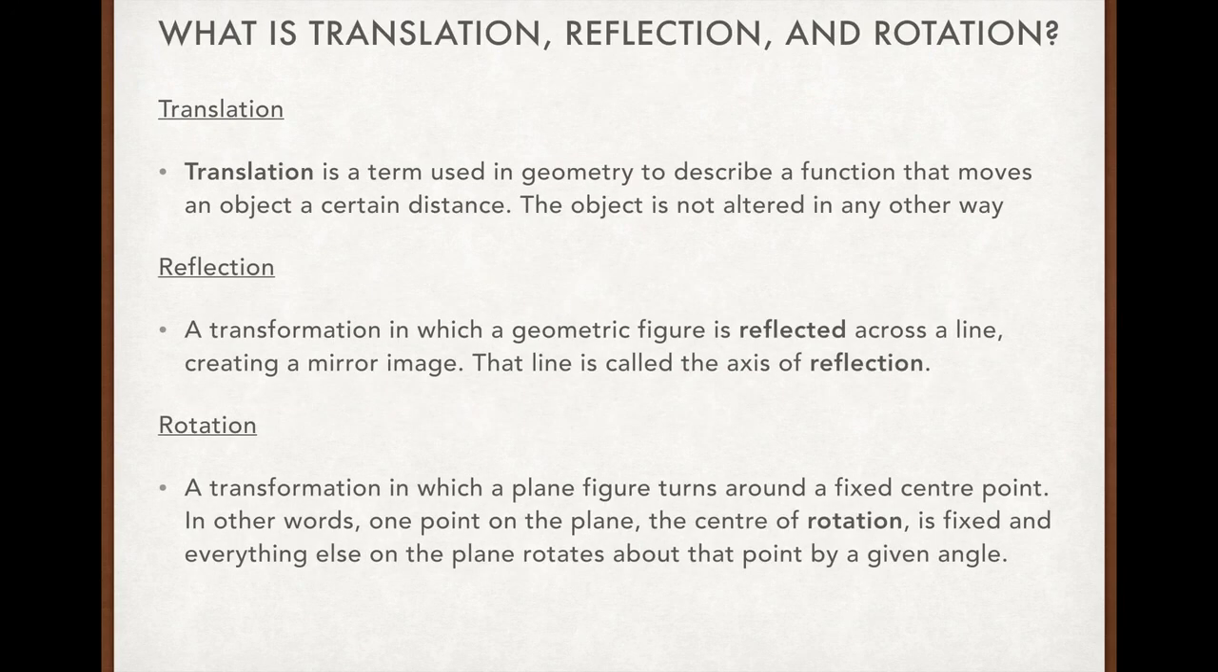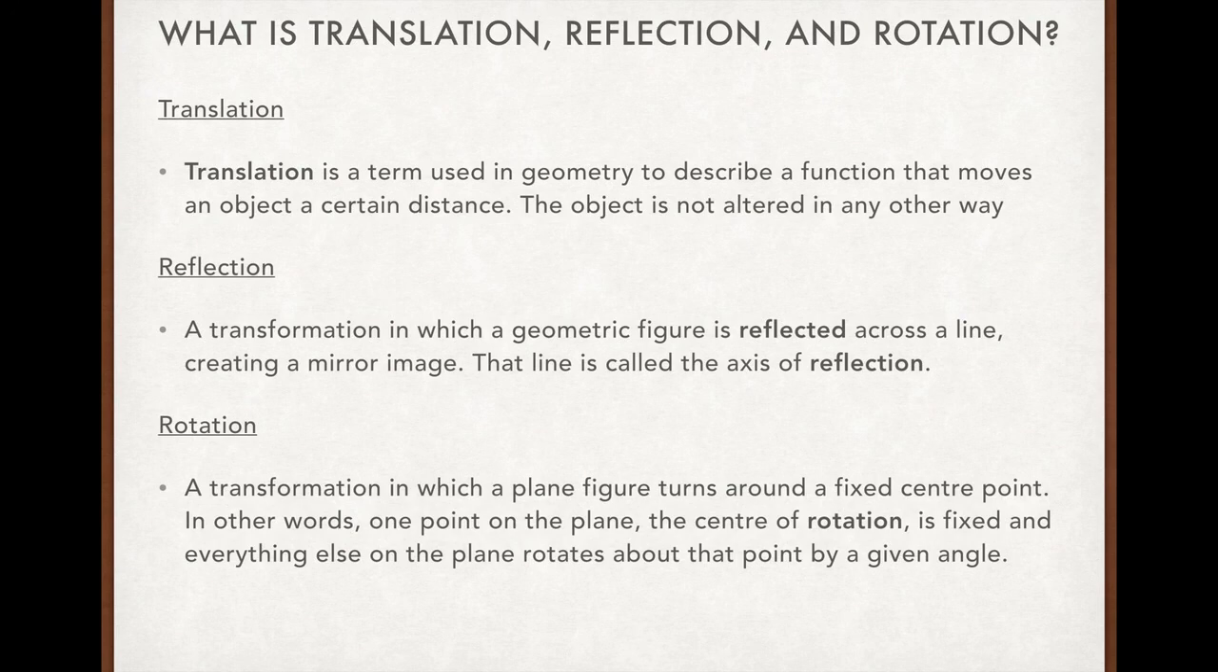So what is translation, reflection, and rotation? Translation is described as a function that moves an object a certain distance. The object is not altered in any way and is normally distanced from a vector. Reflection is a transformation in which a geometric figure is reflected across a line, creating a mirror image. That line is also called the axis of reflection.